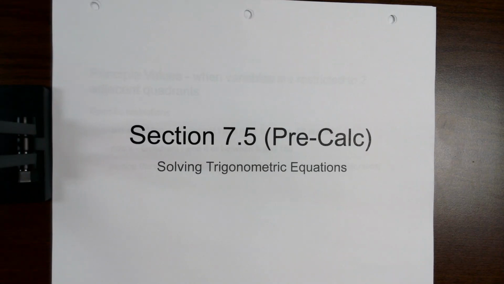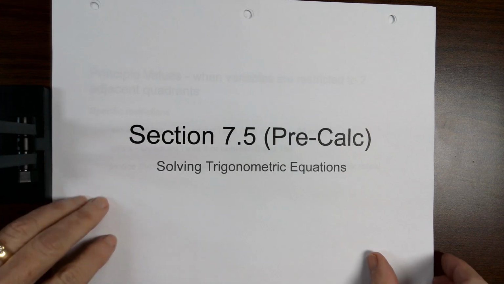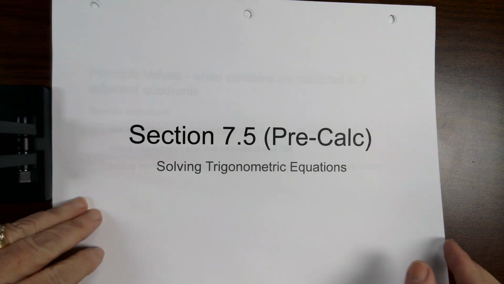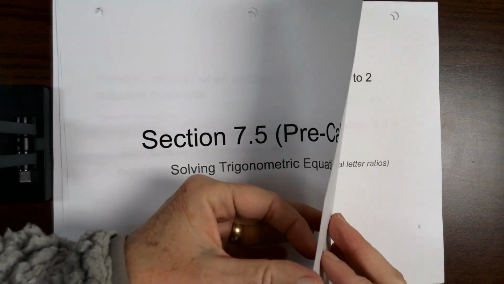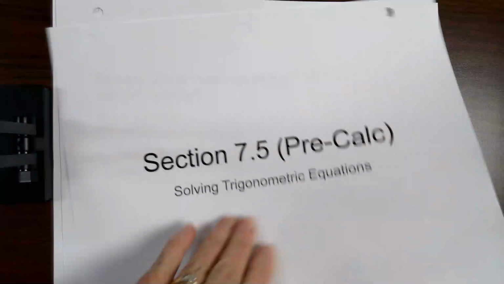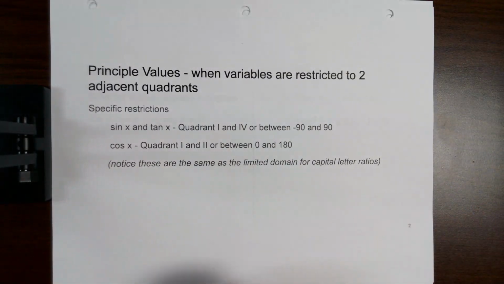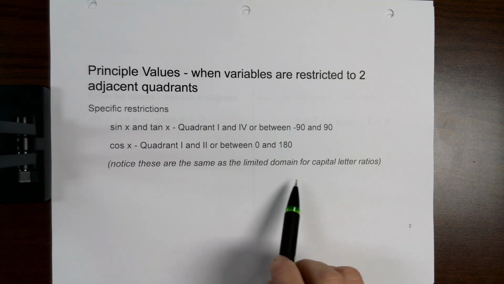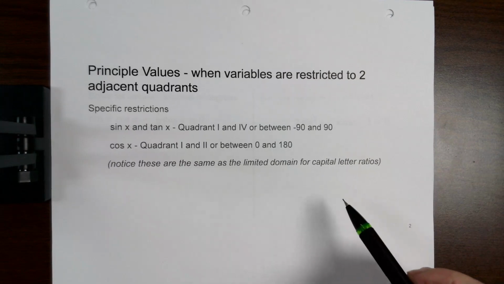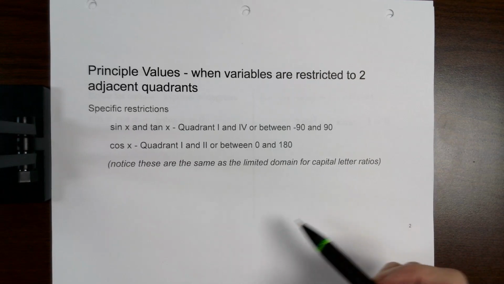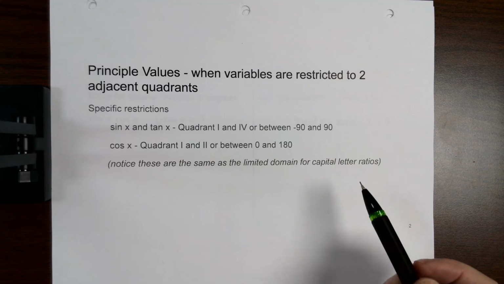Section 7.5, you put together all the stuff that you've learned and you began to use this to solve trigonometric equations. So you're using the trig identities and you're using algebra. If it asks you for the principal values, that's when the variables are restricted to two adjacent quadrants. This is very similar to when we had the limited domain for the capital S, or the capital A for the anti-sine.